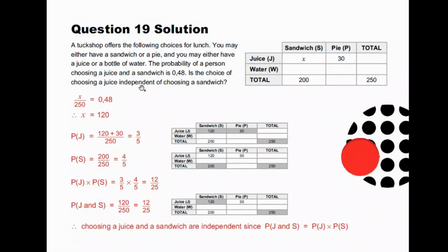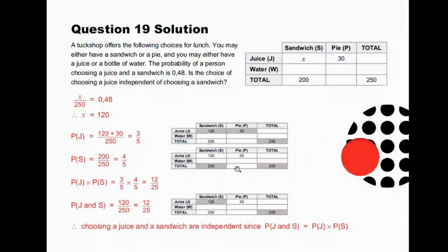Now I need to see if they are independent. To see if they are independent, I need to test this formula. Is the probability of juice and sandwich equal to the probability of juice times the probability of sandwich? So let me look first at the probability of juice. So juice is this row, 120 plus 30 over the whole lot, 250, and I simplify. I then take the probability of a sandwich because it's juice and sandwich. The probability of a sandwich is this entire column. They gave me the 200.